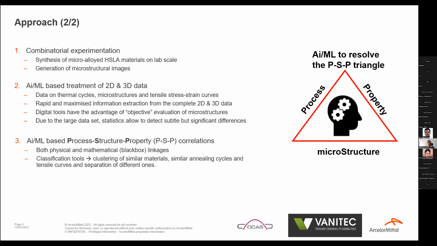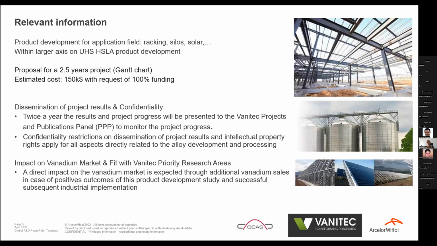With that approach, we can summarize the relevance and the application field for this project. It is targeted at product development for high strength low alloy steels, microalloyed, but also ultra high strength low alloy steels, which can be used within racking, structural applications or silos, or maybe even solar applications. We envision this project to be a 2.5-year project with a funding request of $150,000 for Vanitech.